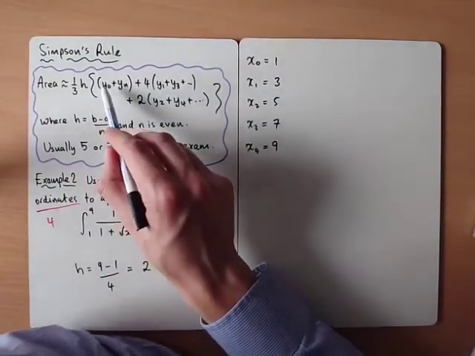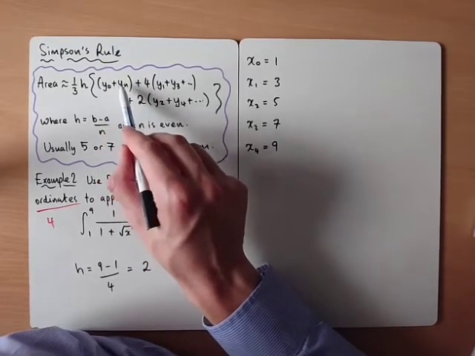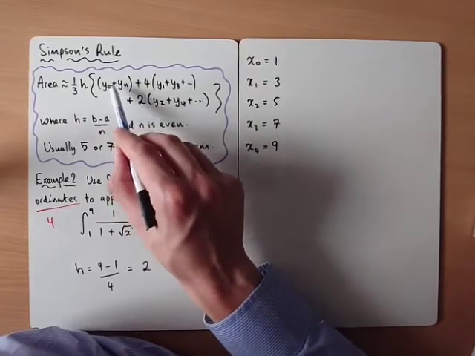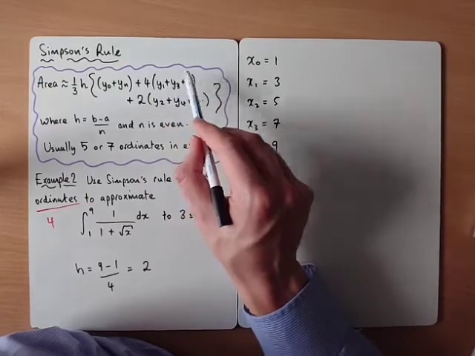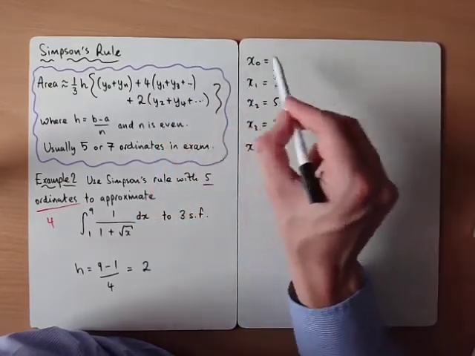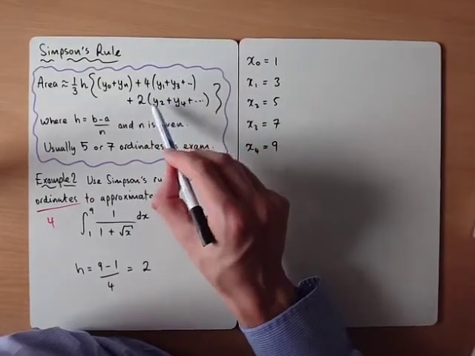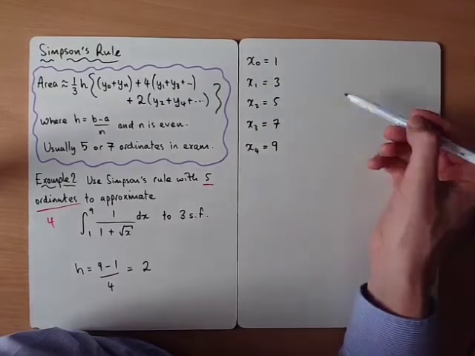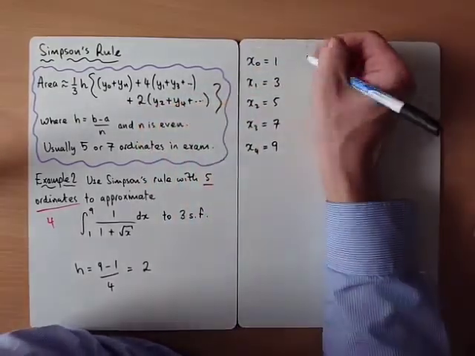The way I think about this is the first and the last, y0 and yn. So n is just the last value. First y value, last y value, we just count them once. The odd ones, so y1, y3, y5, if you kept on going, you count those 4 times, and the evens, which in this case is actually only going to be x2, which will give us y2, is going to be counted twice.